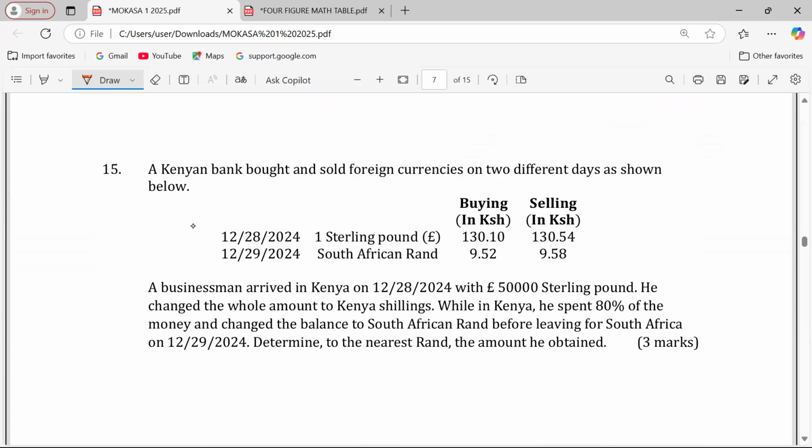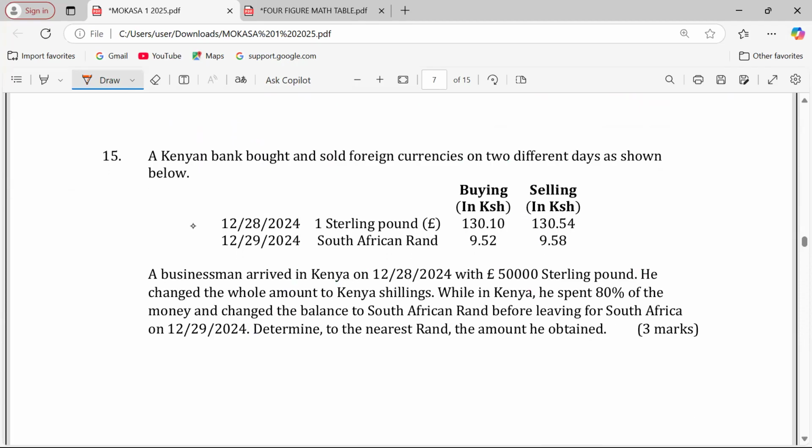A Kenyan bank bought and sold foreign currencies on 2 different days, as shown below. On 28th December 2024, 1 sterling pound was going for 130.10 Kenya shillings. Yeah, you can see the rate there. Then on 29th December 2024, South African rand was having those rates.